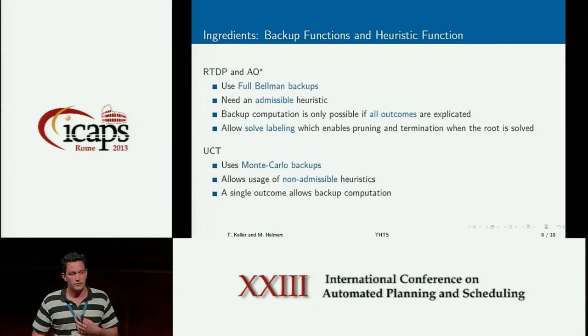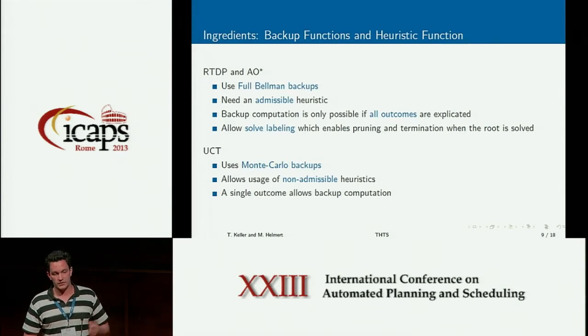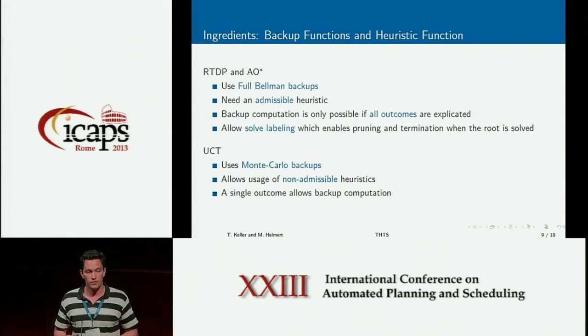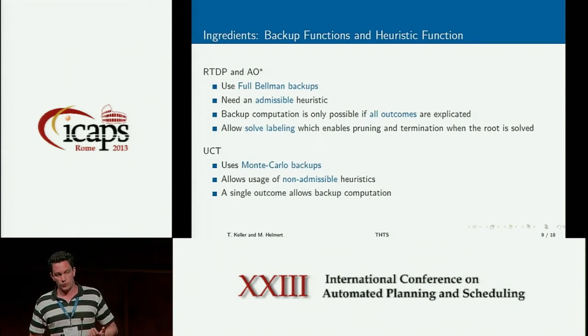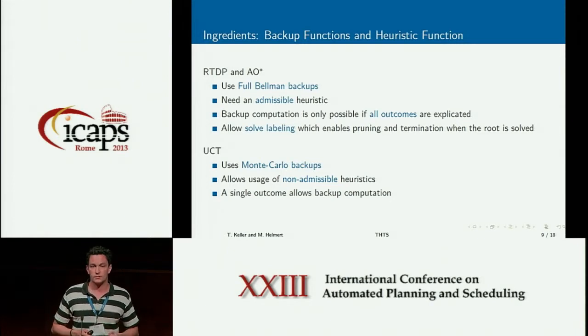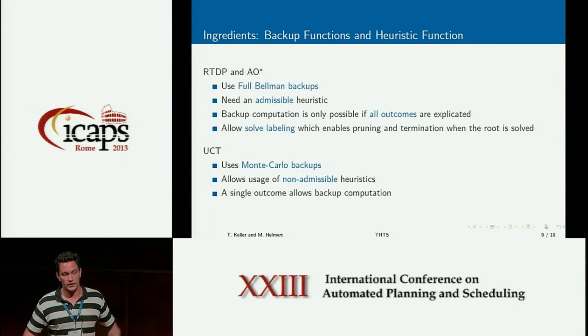The last two ingredients are the backup and heuristic function, where RTDP and AO star work identically. They both use full Bellman backups, which has the severe drawback that all outcomes must be explicated in the tree in order to be able to compute the backup function, which, as I said earlier, is a problem because there might be very many outcomes. They both need an admissible heuristic, and combined, this allows a self-labeling procedure which enables pruning and also termination once the root node has been solved. It's not necessary to go on with the trials when we know that we already have the correct state value estimate in our root node.